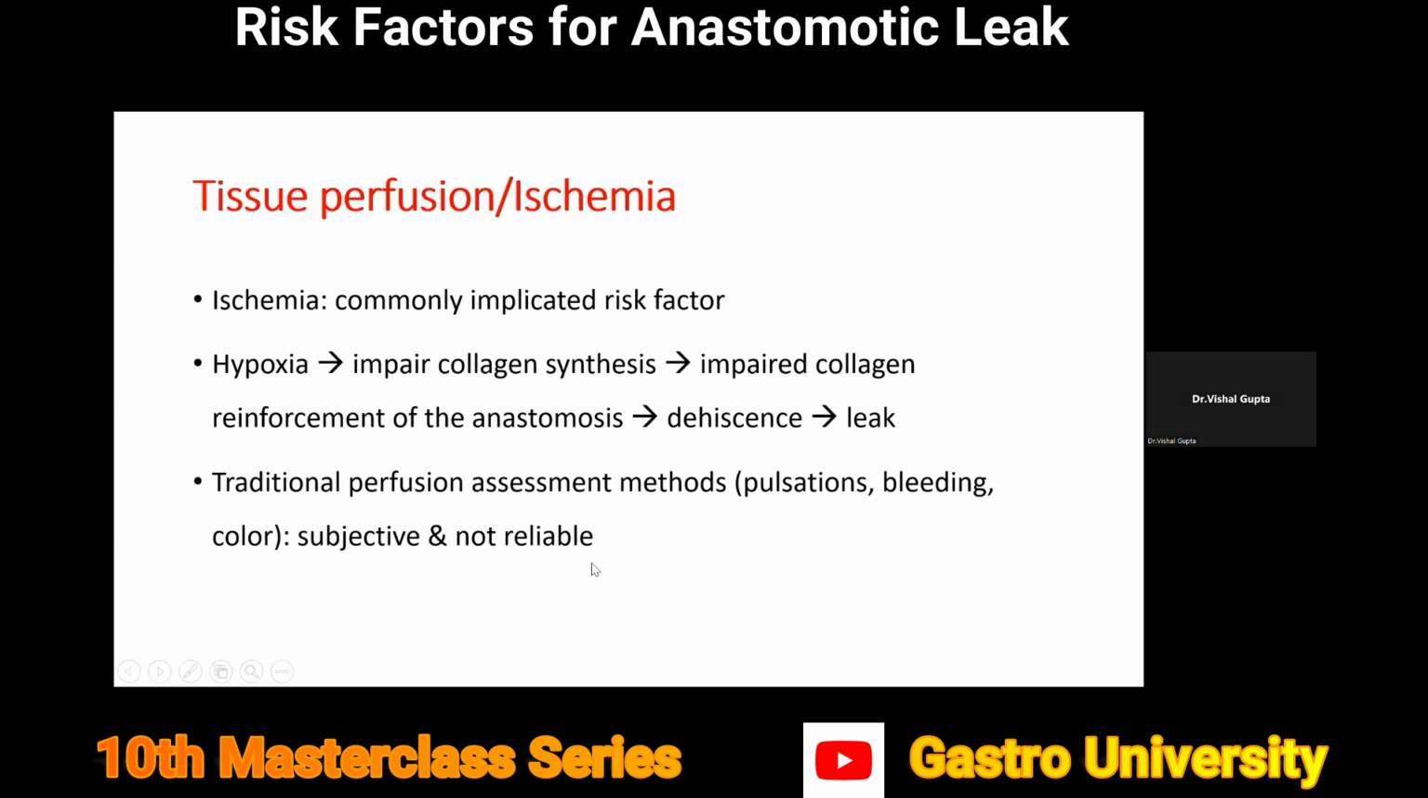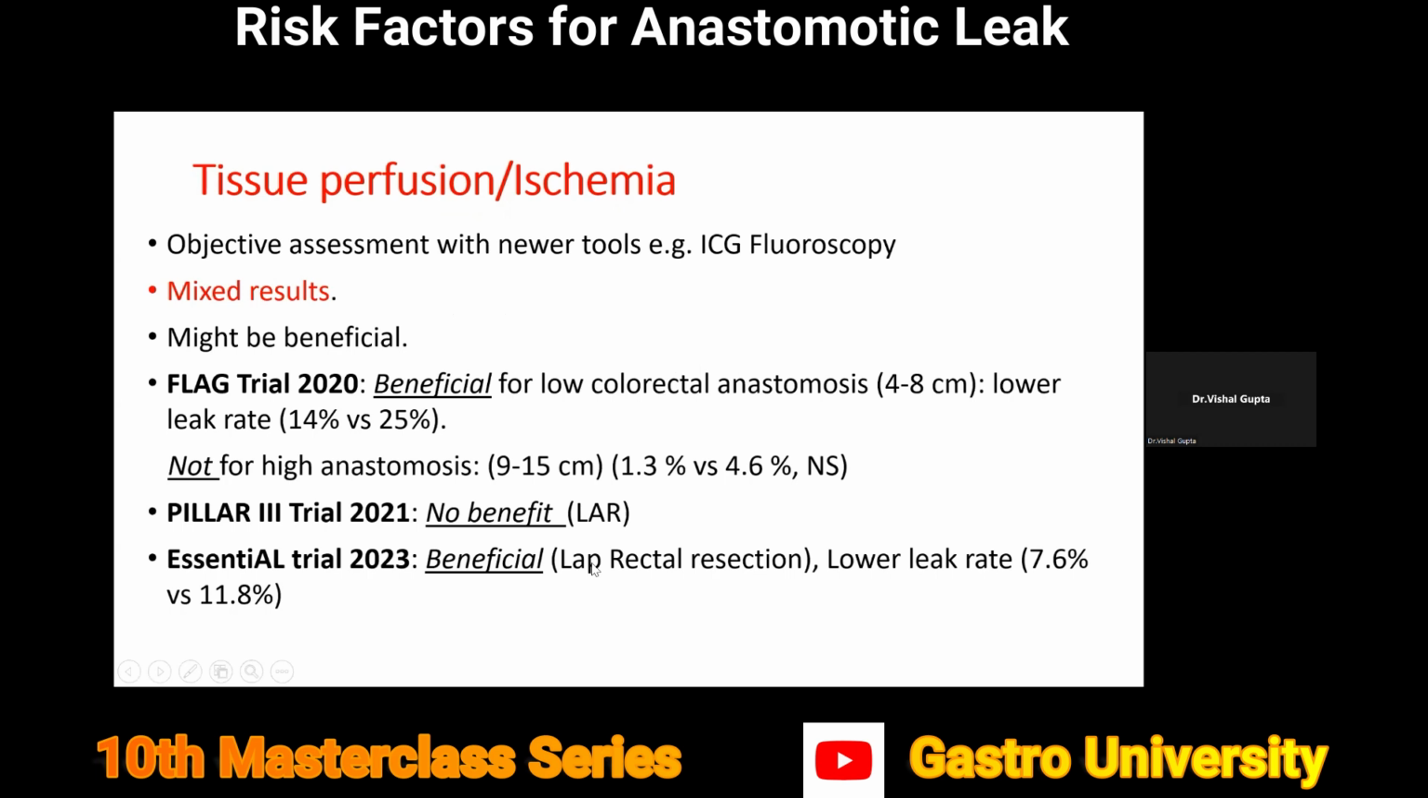So with new technology, we have come to things like ICG fluorescence for a better objective assessment, but is it supported by the literature? Again, going to the literature, we have mixed results. It might be beneficial, but all studies have not consistently shown any benefit. Like the FLAG trial in 2020 shows there is some benefit for the low colorectal anastomosis, but for the high anastomosis, it was not found to be beneficial. Still, we have a 1.3% leak rate versus 4.6%.